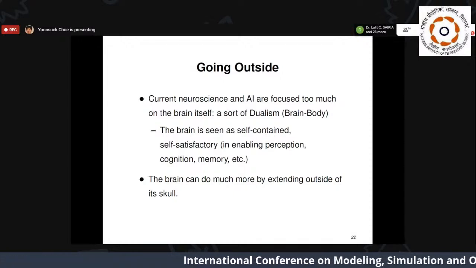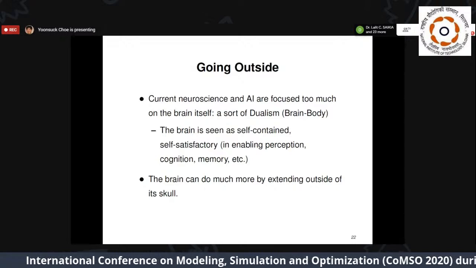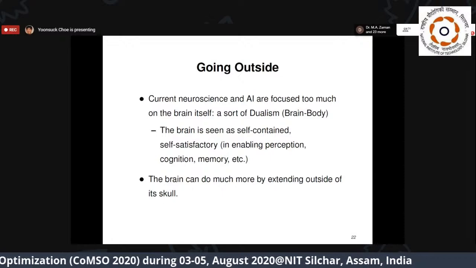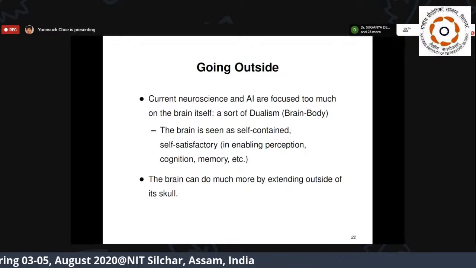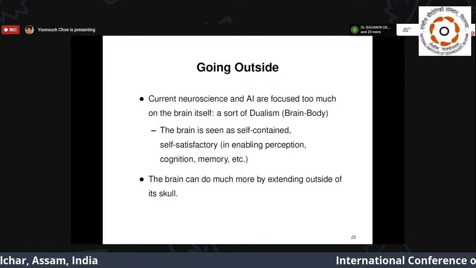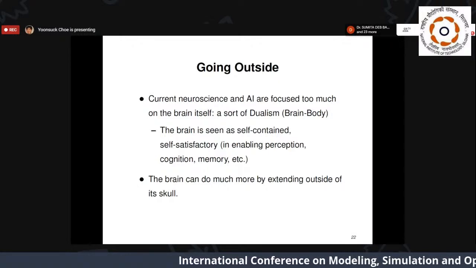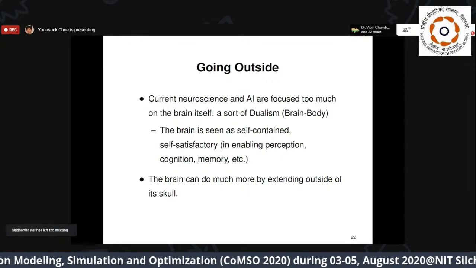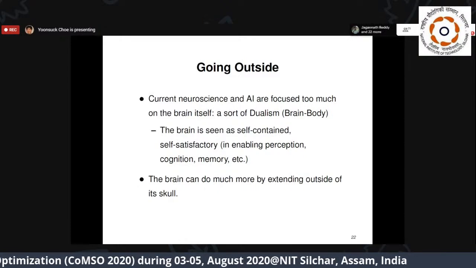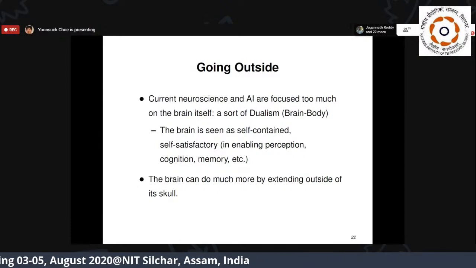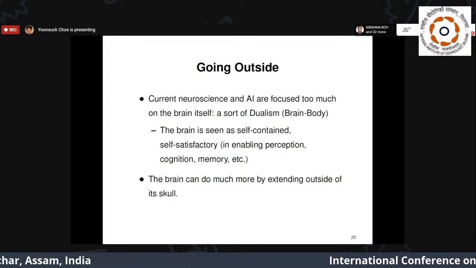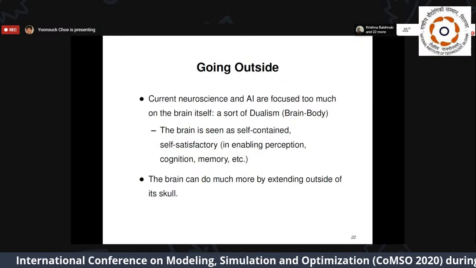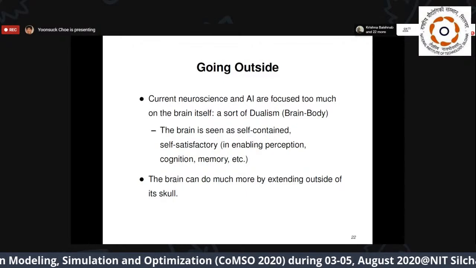So going outside, why do we need to go outside? Current neuroscience and AI are focused too much on the brain itself. It's sort of a dualism, brain-body dualism. And furthermore, this body itself is embedded in the environment. So it's not just brain, it's not just brain and body, but it's actually brain, body, and environment. So when we are studying the function of the brain, we need to address all three of these aspects to draw a complete picture of what is the brain capable of.